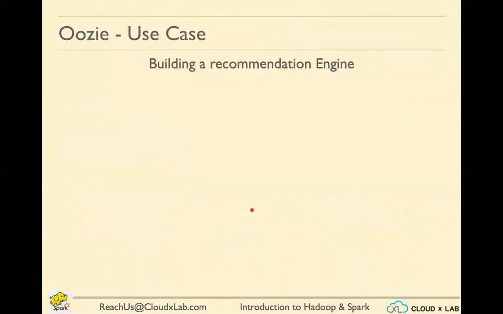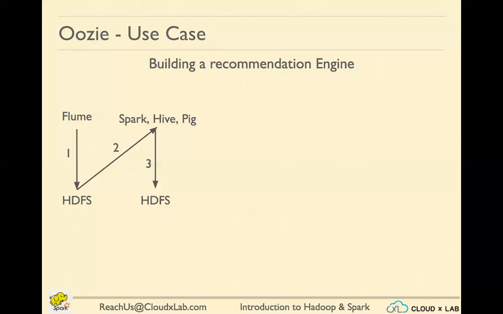All right, so now I'm going to talk about an Oozie use case. Let's say you want to build a recommendation engine. Using Flume, you will push the data to HDFS, and then once you have the data in HDFS, you will do the ETL using Spark, Hive, or Pig, and you store the results. So this is the ETL phase.